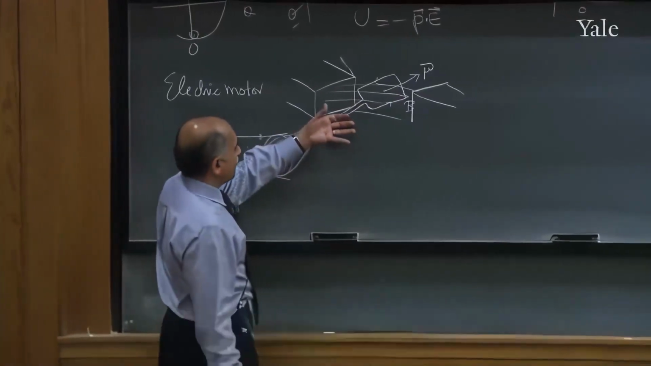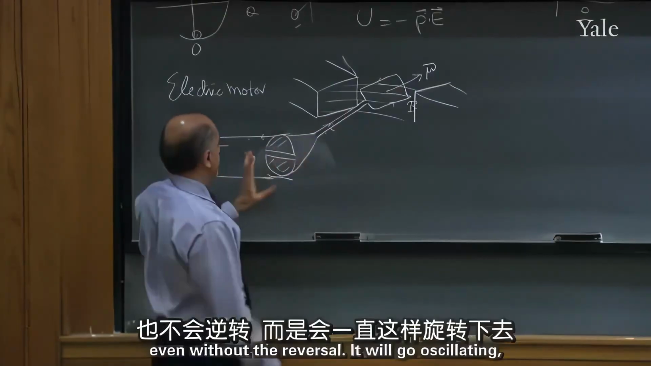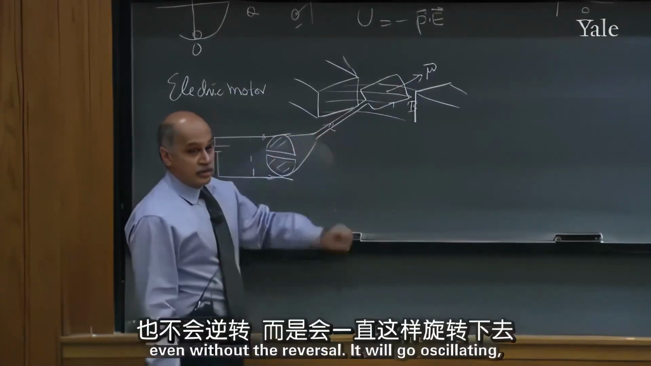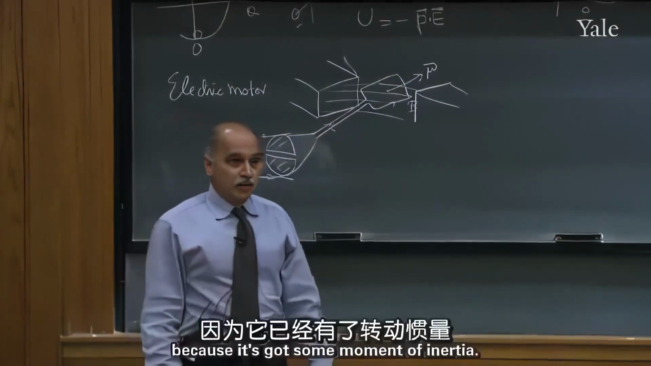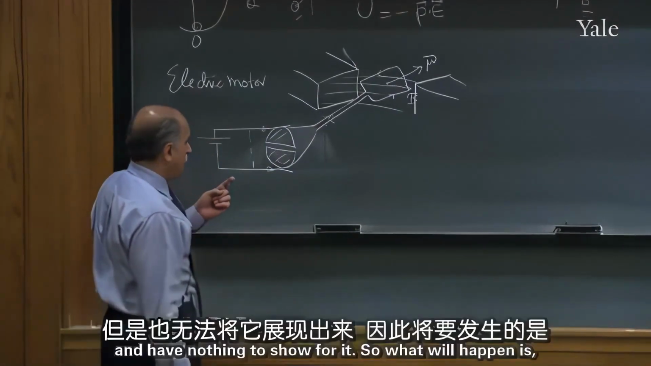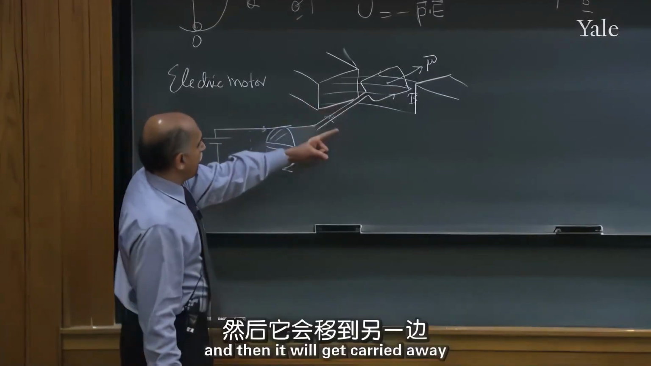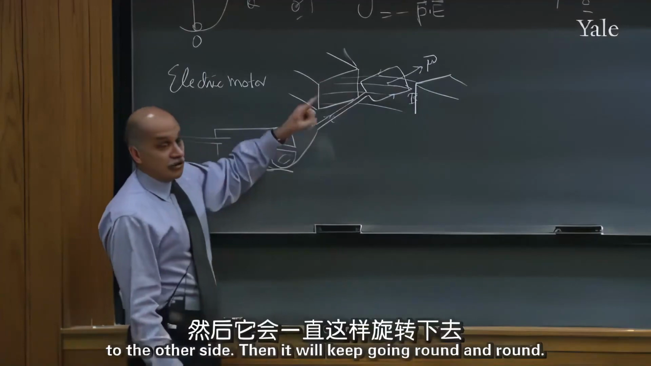Also, in real life, what happens is, once it flips over, in a real system made up of real coils, once it comes to equilibrium, it won't stop there, even without the battery. I mean, even without the reversal, it'll go oscillating. Because it's got some moment of inertia, you just cannot lose your potential energy and have nothing to show for it. So what will happen is, it'll overshoot its goal a little bit, and then it'll get carried away to the other side, then it'll keep going round and round.